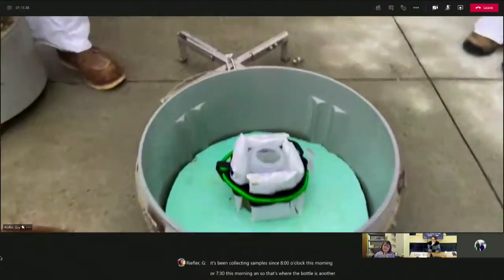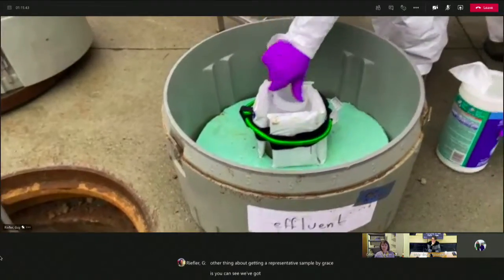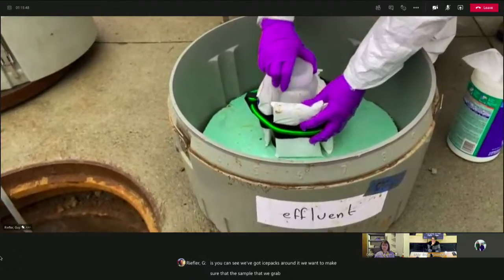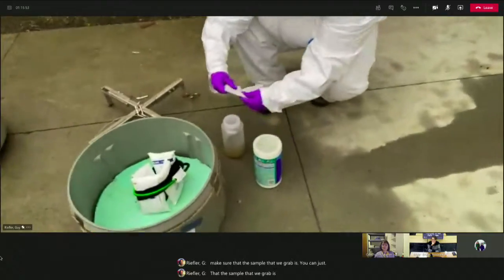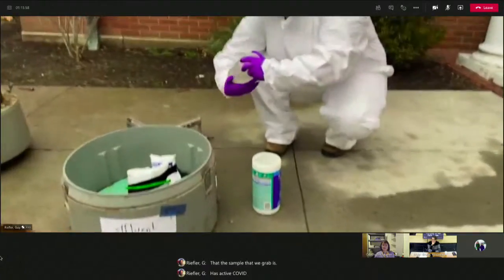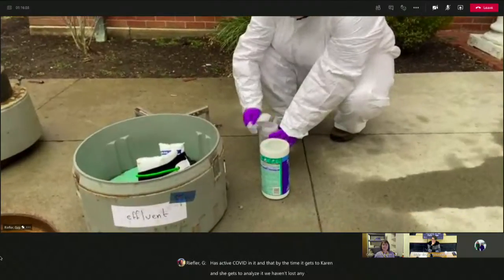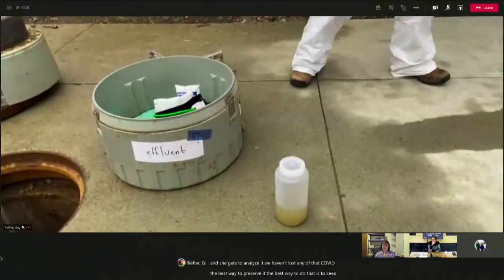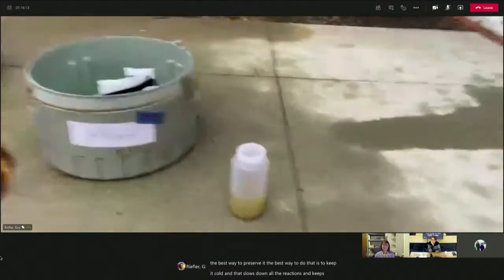The other thing about getting a representative sample, go ahead, Grace, is you can see we've got ice packs around it. We want to make sure that the sample that we grab has active COVID in it, and that by the time it gets to Karen and she gets to analyze it, we haven't lost any of that COVID. The best way to preserve it is to keep it cold, and that slows down all the reactions and keeps the COVID active.